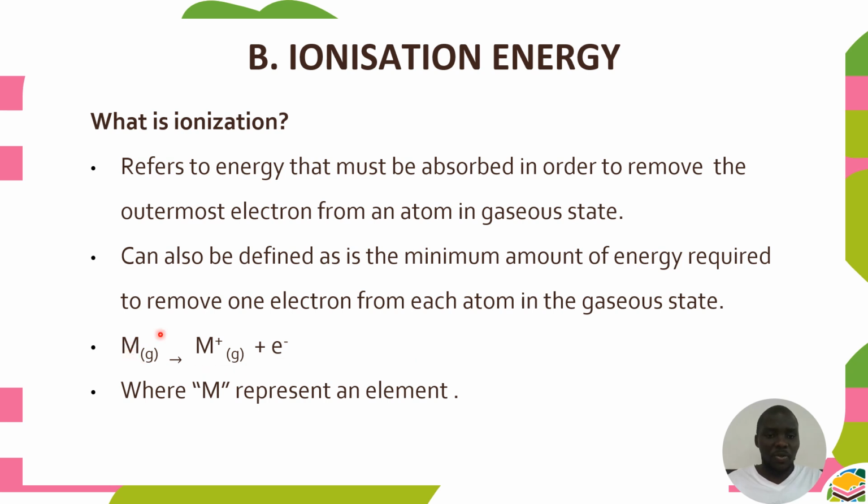So here we have an equation where we have M, which is in the gaseous state, giving M positive, and here we have an electron. If we were to interpret this equation, let us look at the product side. We have a charged atom. Remember, M represents an element or an atom. So we have a charged element here, and an electron. It means in this neutral atom of this element, we have removed an electron. That's why here it is positively charged, which shows that now we have more protons than electrons.